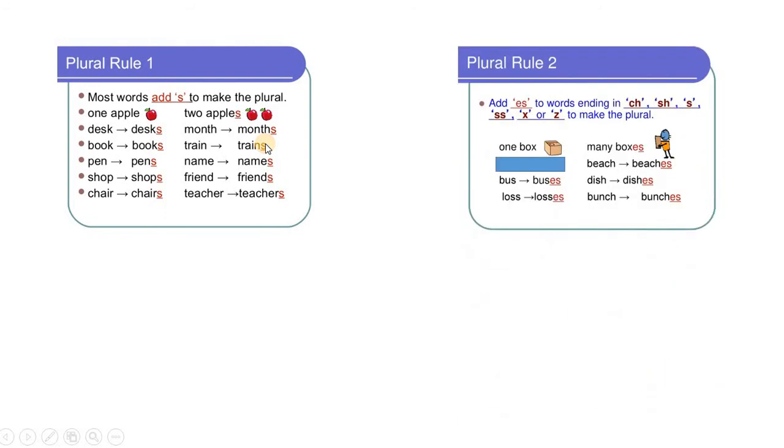Now what is the rule number 2? Rule number 2 says that we add es to the words ending with ch, sh, s, ss, x or z. One box, many boxes. Because box is ending with x, and here we said in this rule, if a word ends with x, we add es. Similarly, beach, beaches, dish, dishes, bunch, bunches, loss, losses, bus, buses. You just need to remember all these words, right?